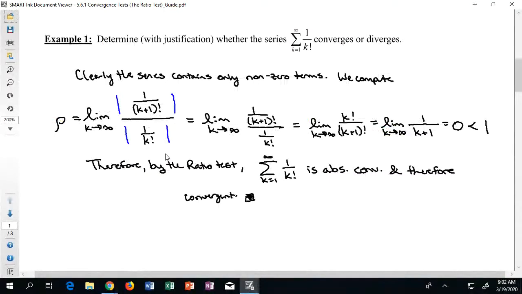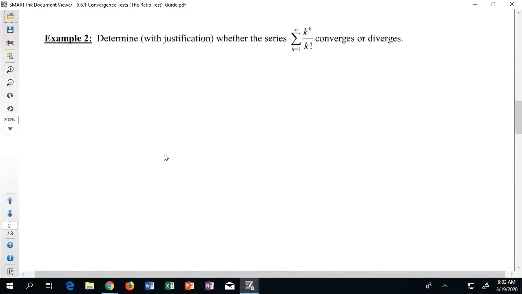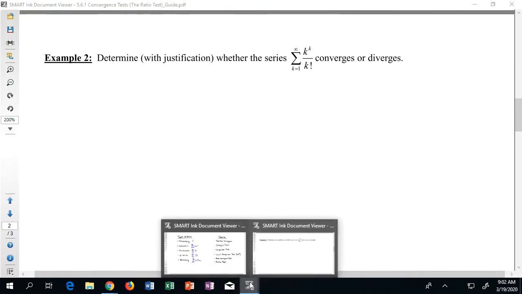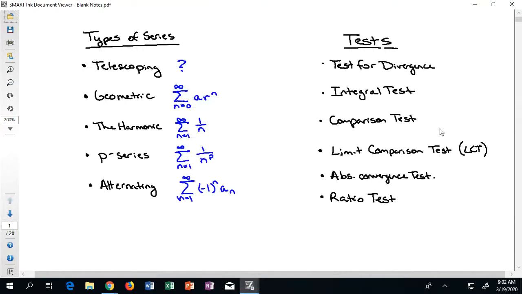All right, so let's keep going here and start to take a look at example number 2. Can I determine with justification whether this series converges or diverges? Again, since I see a factorial here, it doesn't mean that the ratio test is the way to proceed, but it might mean that, out of all of the options that I have, the ratio test seems like an ideal way to at least attempt.